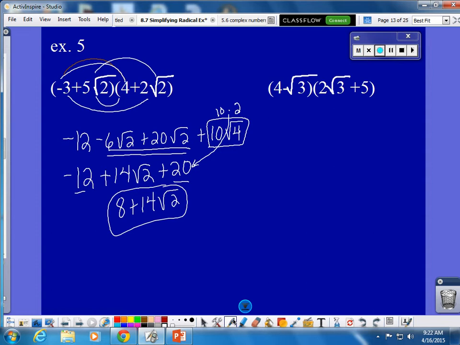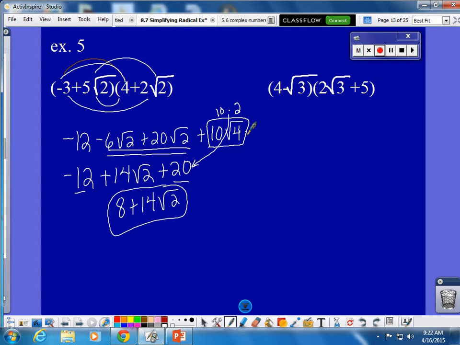What are you shaking your head for? Daniel? How'd you get the 10 square root of 4? 5 times 2 is 10. And square root of 2 times square root of 2 is square root of 4. That's that product rule. If they have the same index number, they're both square roots, I multiply the radicands and got my 4.